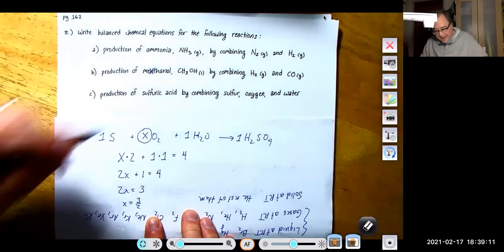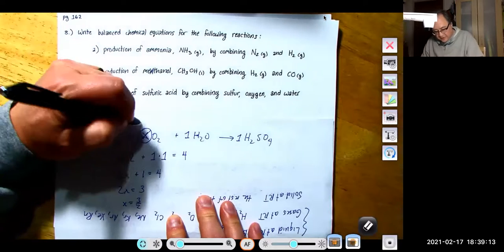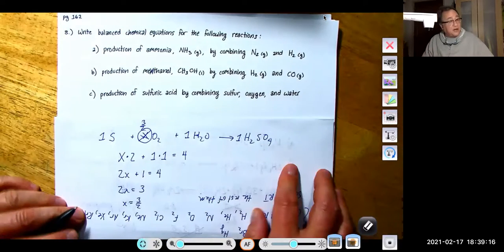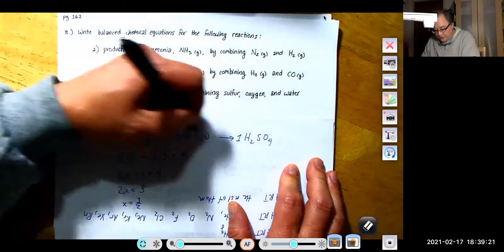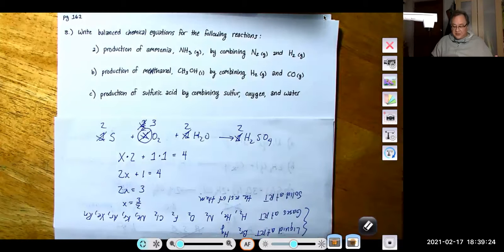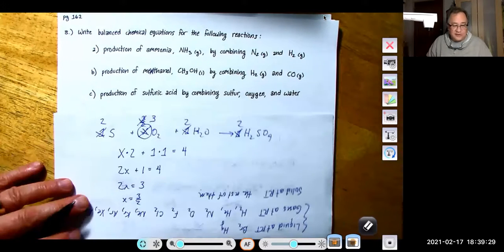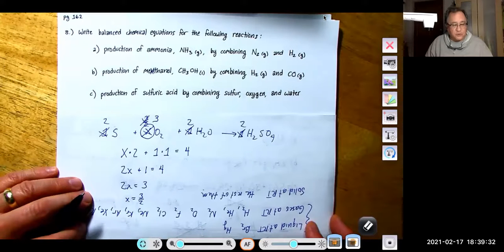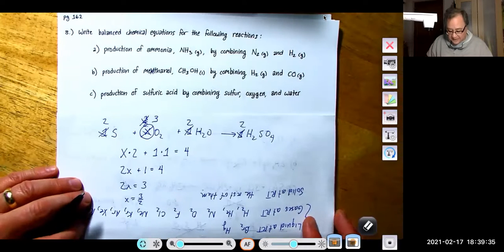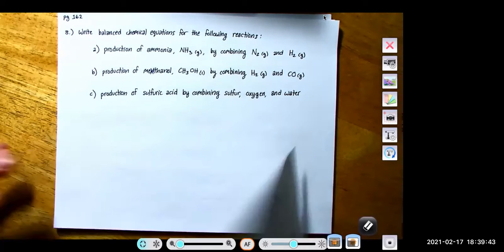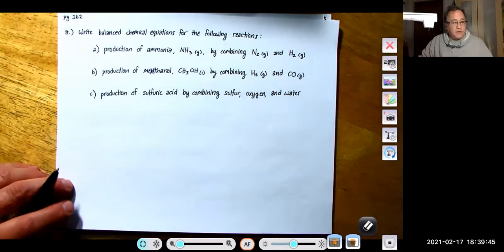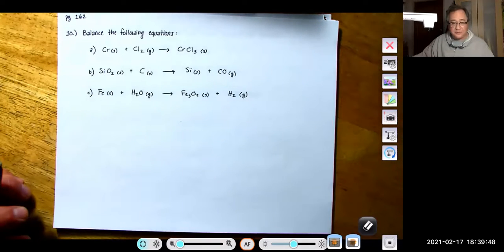So if x is 3 halves, we don't like this. So what are we going to do? We double everything. So 2, 3, 2, 2. Now, in this particular case, was using the half useful? I don't really think so. I think the brute force worked just fine, but sometimes the fractional coefficient works. Okay? Yes, thank you. We will see other situations where the fractional coefficient comes in really handy, okay?